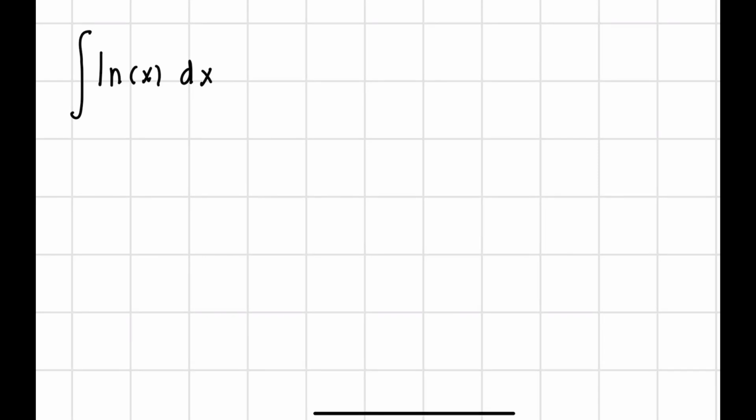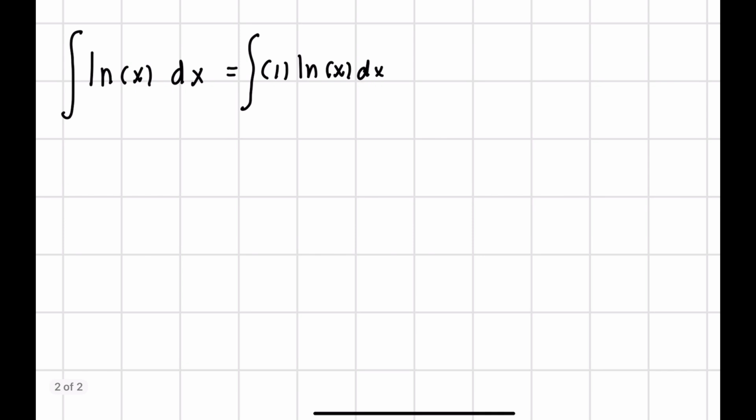To solve for this integral, let's rewrite this as the integral of 1 times ln x. And now we could use integration by parts. So u is going to be equal to ln x, while v prime is going to be equal to 1. The derivative of ln x is equal to 1 over x, while the antiderivative of 1 is equal to x. Now we can use our integration by parts formula.